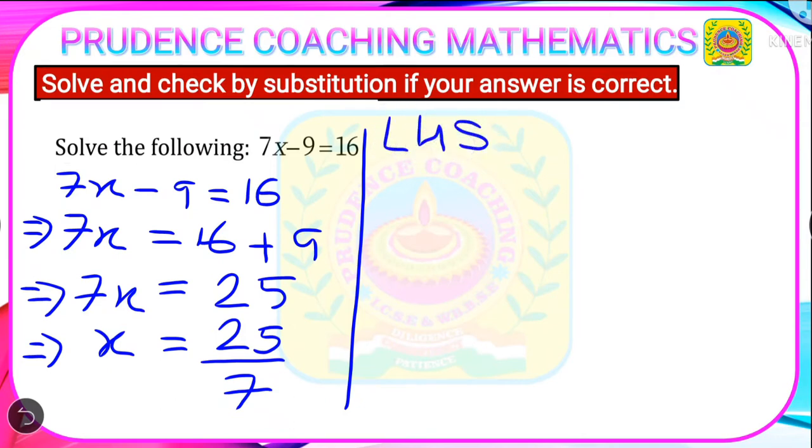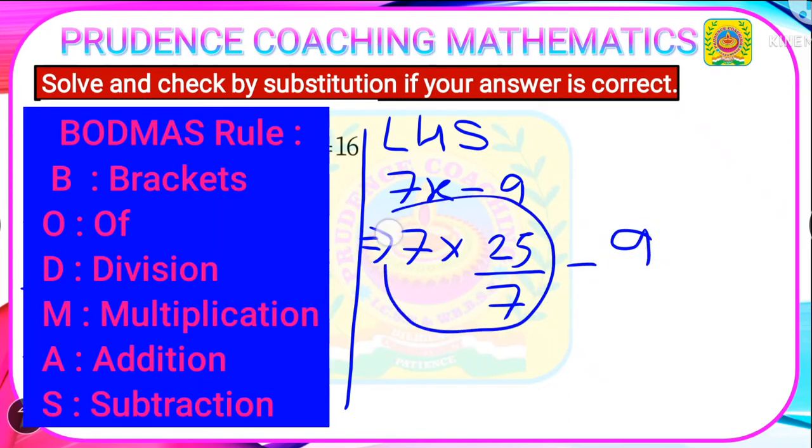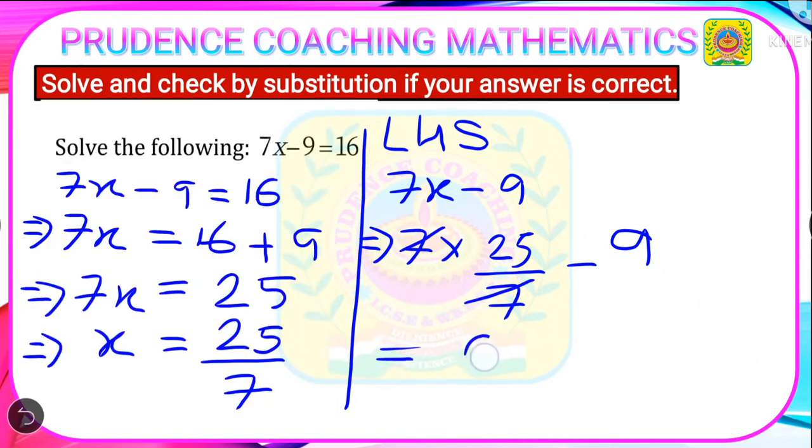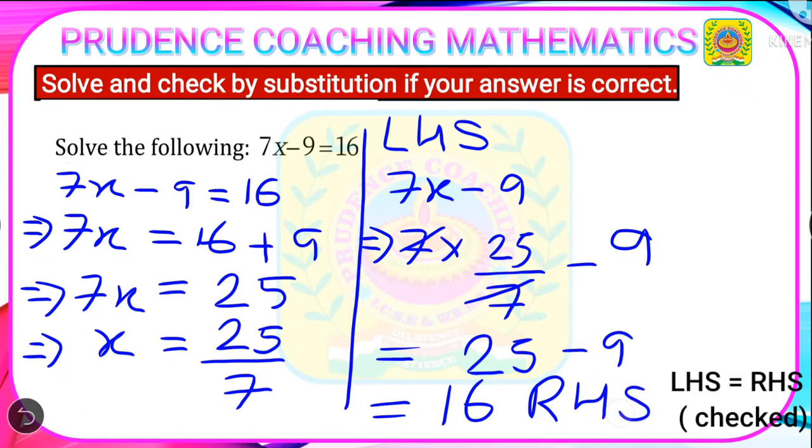So we will write the value given in LHS, that is 7x minus 9. We need to solve this by putting the value of x as 25 by 7. So 7 into 25 by 7 minus 9. First, according to the BODMAS rule, we need to go for the multiplication. So here 7 and 7 will be cancelled out. So we will be left with 25 minus 9, which is equal to 16. And as you can see, it is equal to our RHS, that is right hand side. So finally we will write LHS equals RHS, proved or checked.